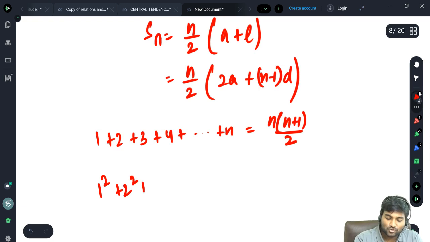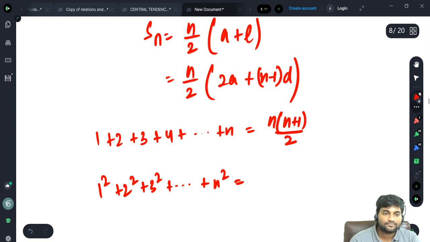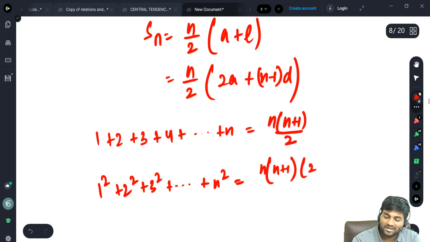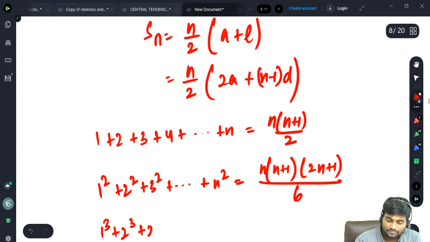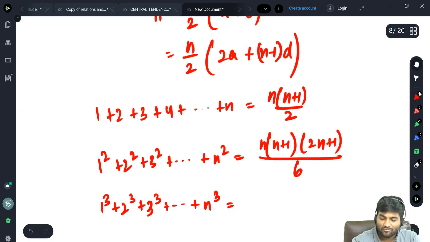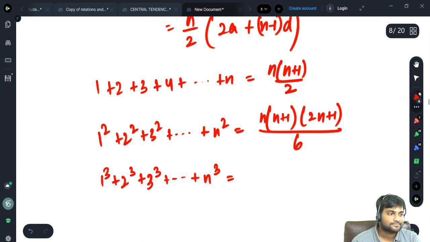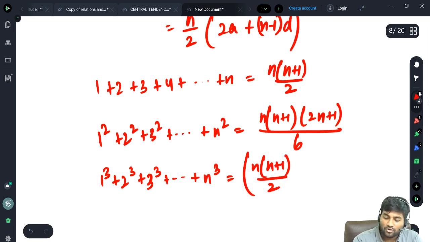Sum of squares: 1 square plus 2 square plus 3 square plus dot dot dot plus n square is n into (n plus 1) into (2n plus 1) by 6. Sum of the cubes. Yes, Vidhi Luharuka. Extraordinary, brilliant. It is [n into (n plus 1) by 2] whole square.